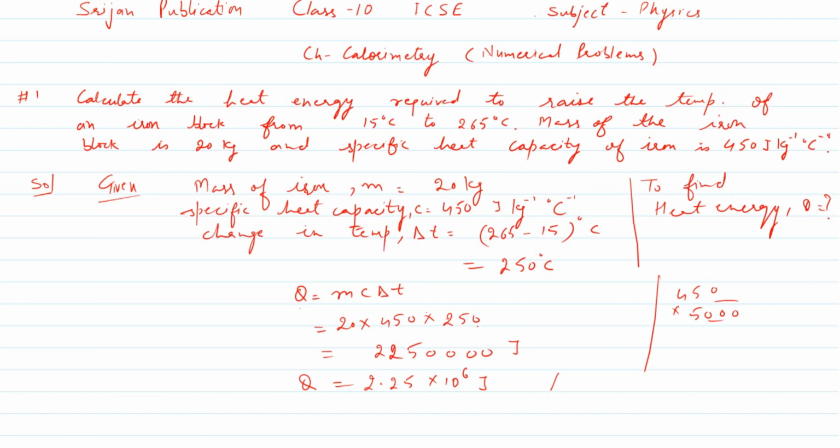So this is the amount of heat energy required to raise the temperature of an iron block from temperature 15 degree to 265. Next we will do the next question.